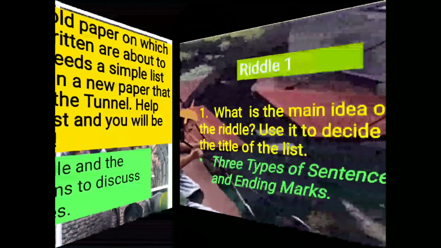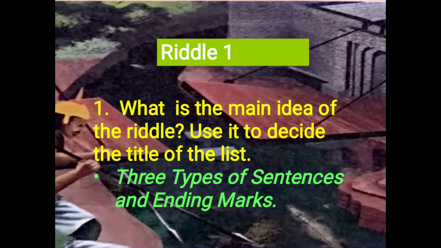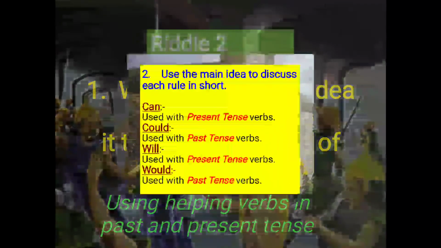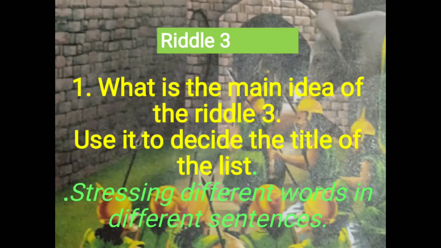So tell me the main idea of this. If you have the answer, you can pause the video here and answer. Yeah. The main idea of your riddle 3 is stressing different words in different sentences. They have shown how to stress different words in different sentences, isn't it? Okay. Now tell me, in short, the main idea's rule. Use the main idea, and in short, I want you all to tell the rule. If you have the answer, you can pause the video here and answer me for this.